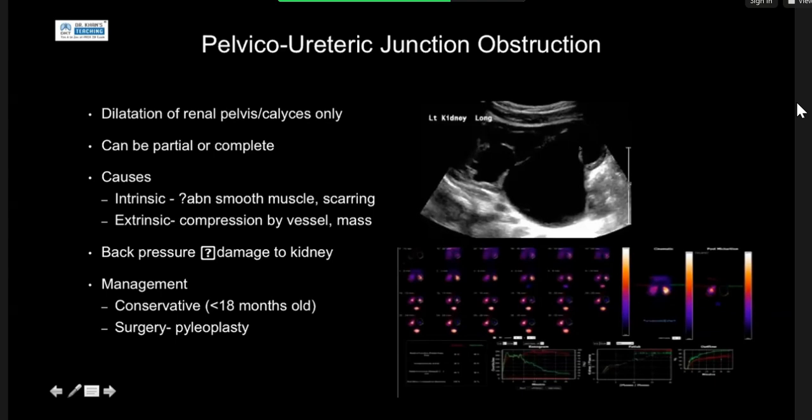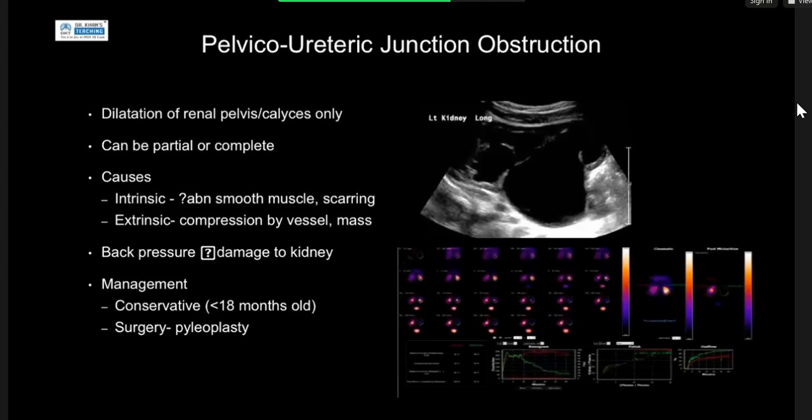And then what happens is, because you've got obstruction at the level of the PUJ, you then get back pressure into the kidney because the kidney is pushing against this obstruction, and then you'll get changes in the kidney. So you'll get cortical thinning, it will get stretched by the dilatation, but you'll also get damage to the cortex, which will make it appear more echogenic, and then you can go on to get obstructive uropathy and cystic renal disease secondary to the obstruction.